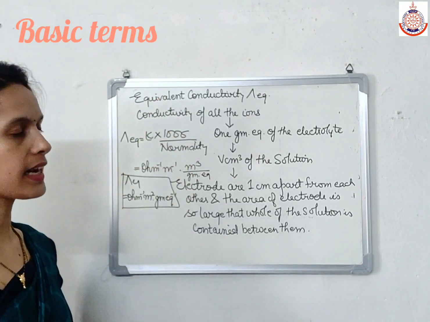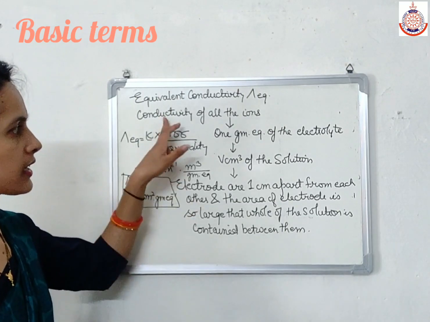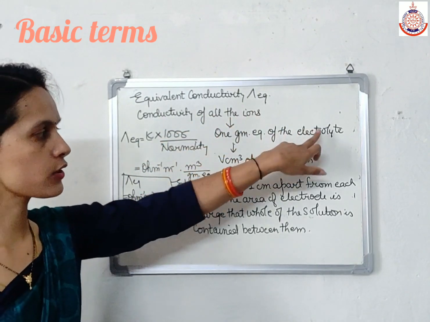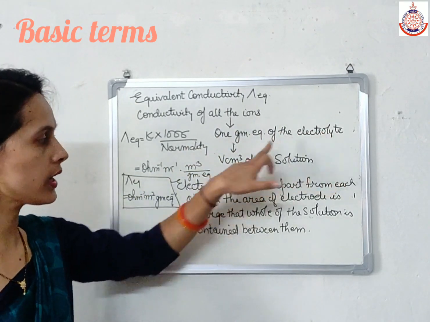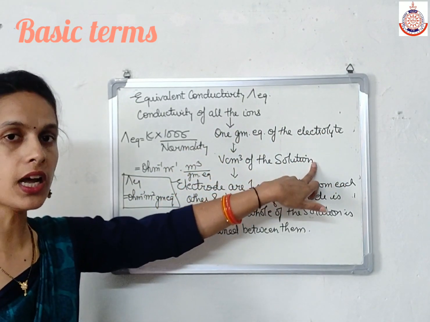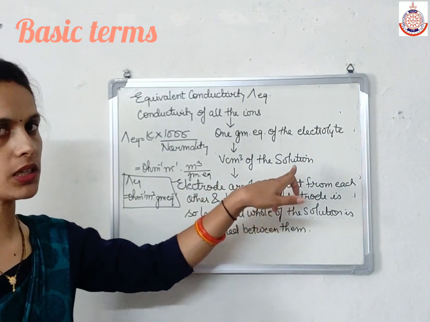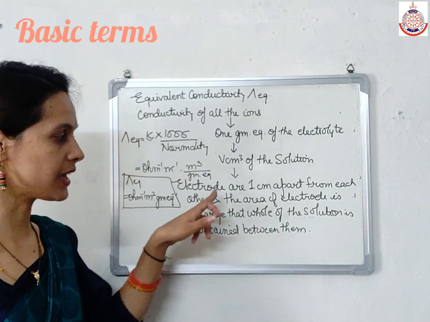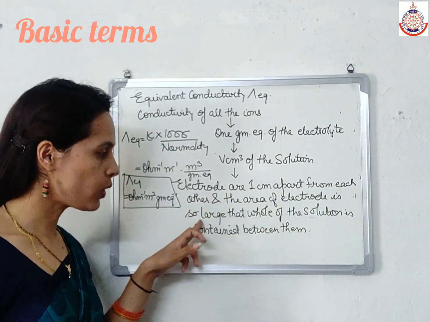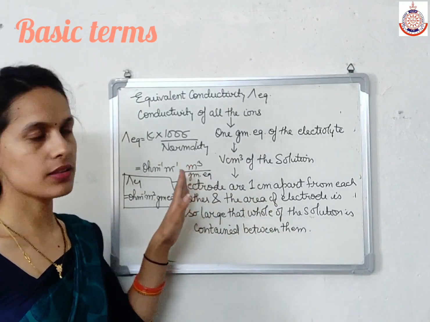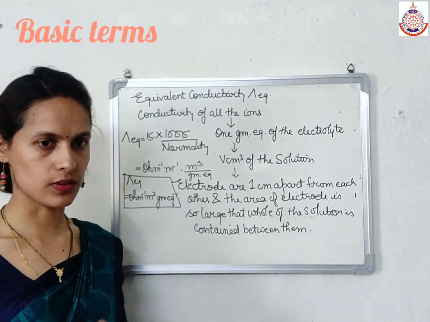So equivalent conductivity is defined as the conductivity of all the ions produced from 1 gram equivalent of the electrolyte when dissolved in V centimeter cube of the solution, when the electrodes are 1 centimeter apart from each other and the area of the electrode is so large that the whole of the solution is contained between them. This is known as equivalent conductivity.